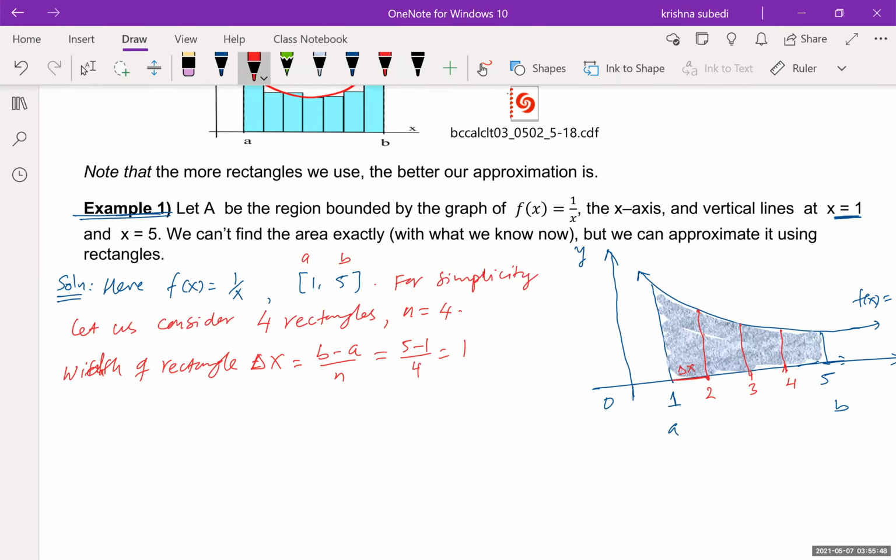But if you want to divide this into 5 rectangles, then the width will be different. If you want to divide this into 10 rectangles, your width will be different. So you can use this formula, delta x equals b minus a over n, to find the width of the rectangle.